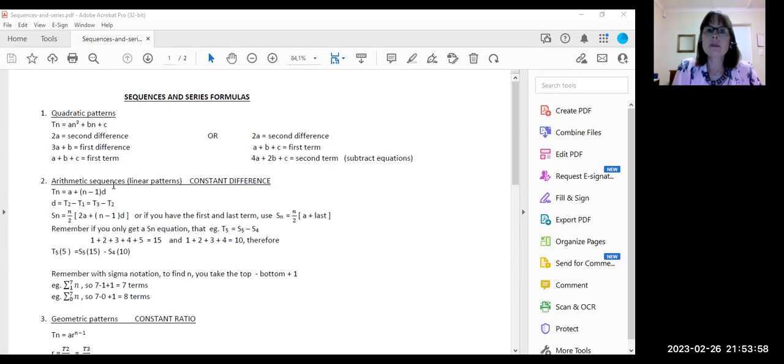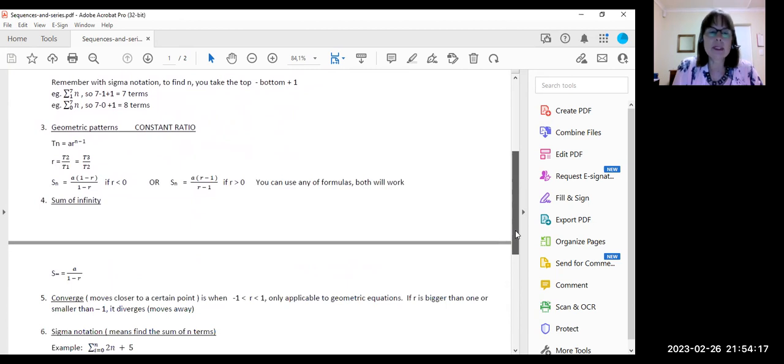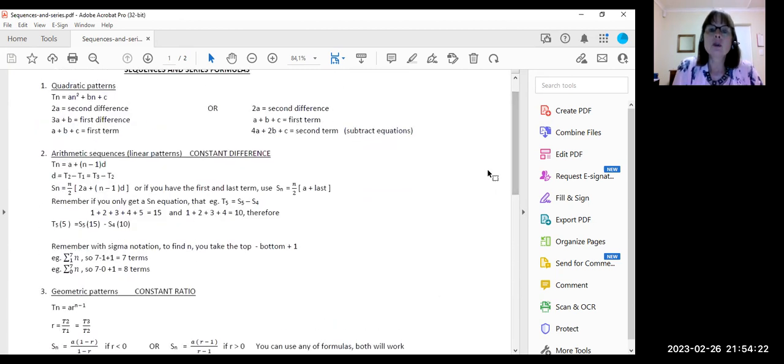Then you sit with your arithmetic patterns, which is the same as what we did in grade 9, 10, and 11. But then we called it linear patterns, and in grade 12, you just name it arithmetic patterns. Further than that, we're going to look at the geometric patterns, sum of infinity, converge, and sigma notation. So all of this would be the summaries of number patterns.